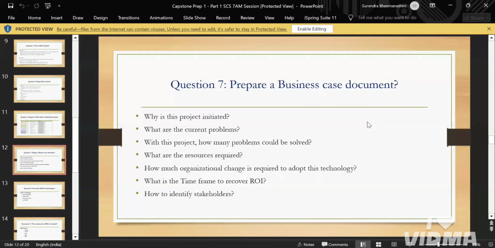To identify the stakeholders, like before, I have told you about the RACI matrix, right? You can take that and write down this business case document. Okay. This is the seventh question.